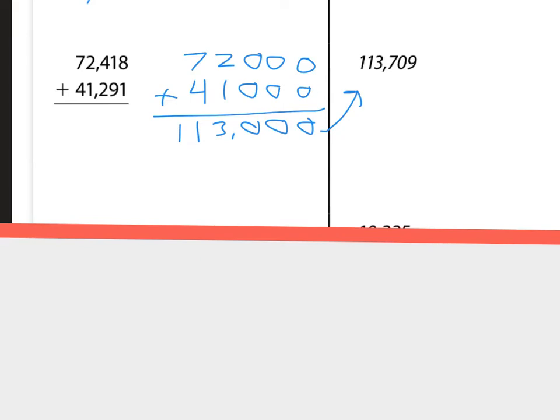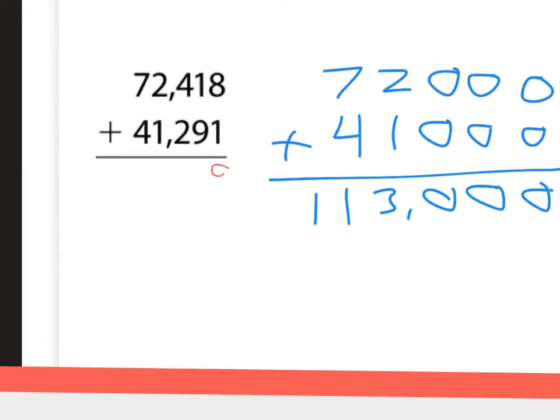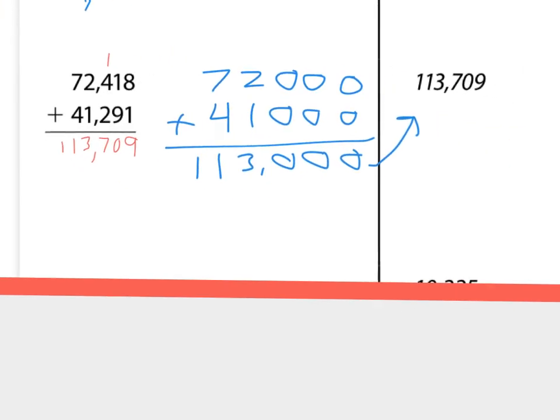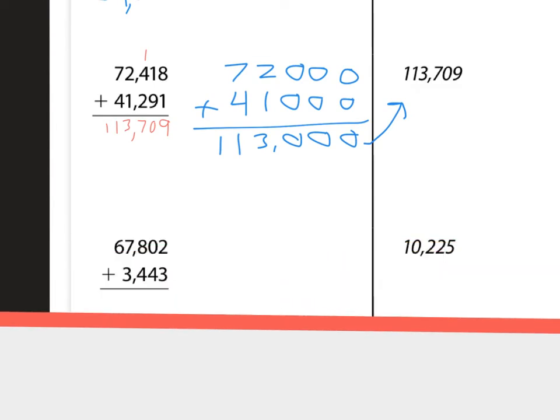I would say we have the correct answer, but let's go ahead and work it out anyways to see if it is the exact answer. My ones place, my tens place, my hundreds, my thousands, and finally my 10,000s. And we can see we have the exact answer. Very cool. All right, guys, next one.